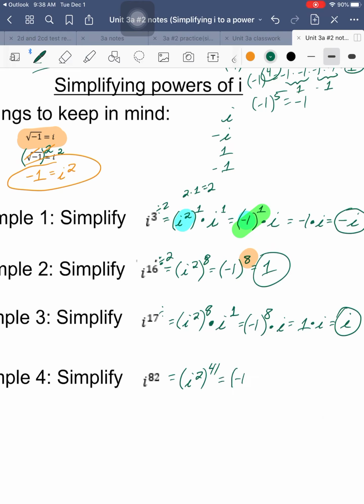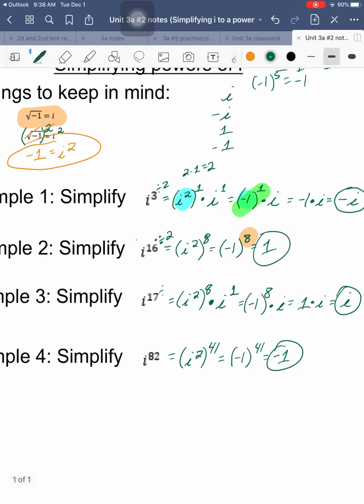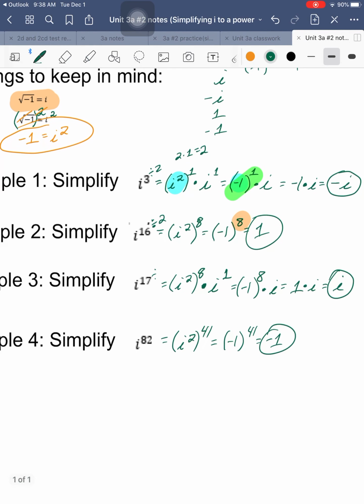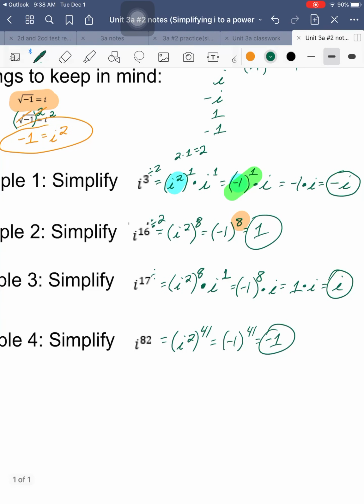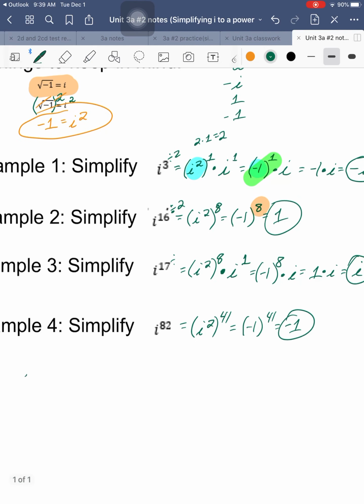And i squared is negative 1. Negative 1 to the 41st. That's an odd exponent. So that would become negative 1. So that's how you do each problem. Those 4 are exactly how you would do any problem that has an even or a positive power. I'm going to do another example, simplify.